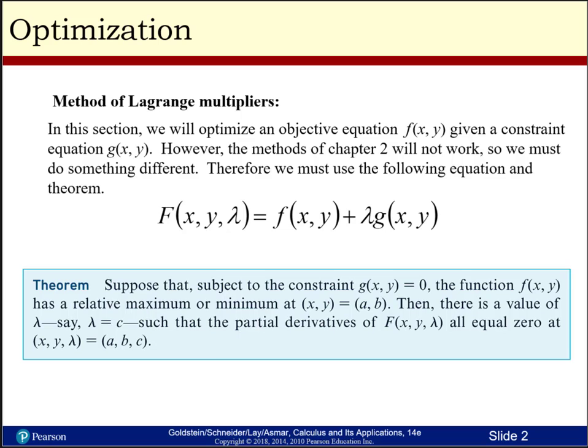F of x y lambda equals f of x y plus lambda times g of x y. So here's our theorem. Suppose that subject to the constraint g of x y equals 0, the function f of x y has a relative maximum or minimum at x y equal a b. Then there is a value of lambda, say lambda equals c, such that the partial derivatives of F of x y lambda all equal 0 at x y lambda equal a b c.